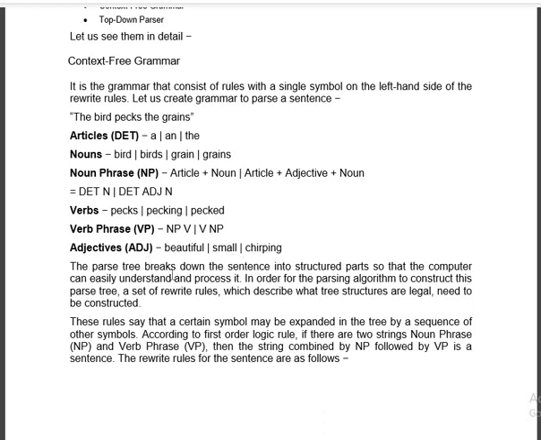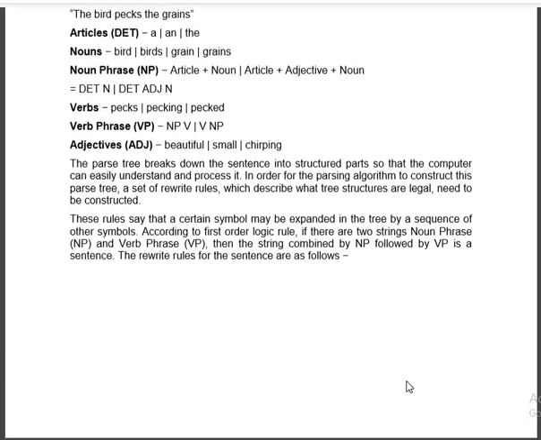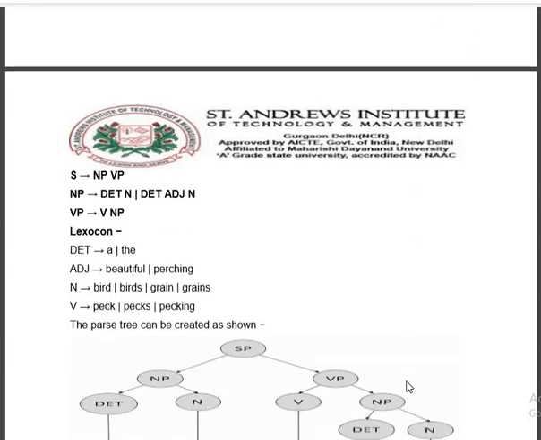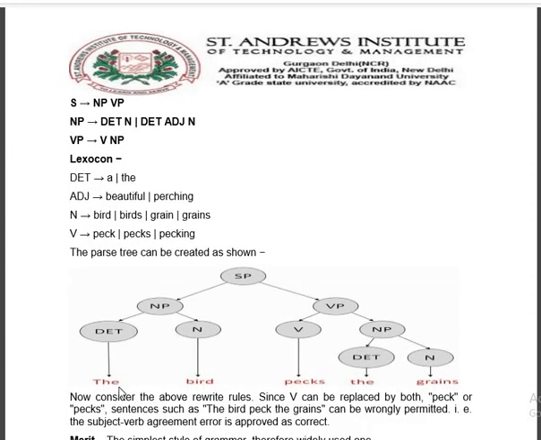The parse tree breaks down the sentence into structured parts so that a computer can easily understand and process it. The parsing algorithm constructs this parse tree, or syntactic tree. The tree sequence will follow first order predicate logic. In the next lecture, we will also discuss the predicate logic structure. Let's see the sentence we come across: the bird picks the grain. Now this is the syntactic tree.